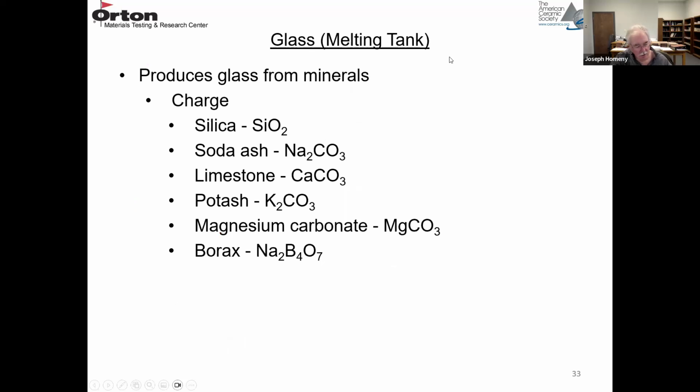I thought I'd get started on glass tanks today. And a glass tank simply produces glass from all these different minerals. So silica, soda ash for the sodium source, limestone for the calcium source, potash for the potassium source, a magnesium carbonate for the Mg source, and then borax for sodium and boron. So these are typical components that you would use to form a glass.